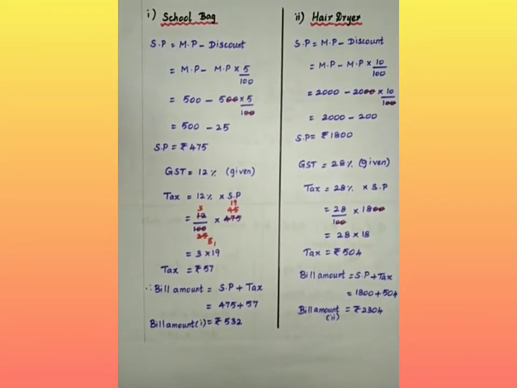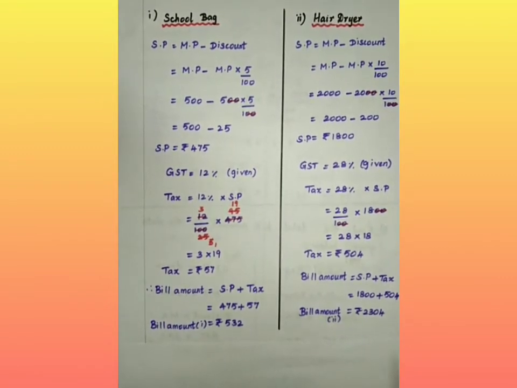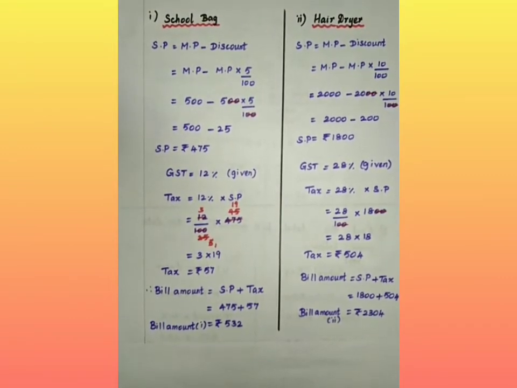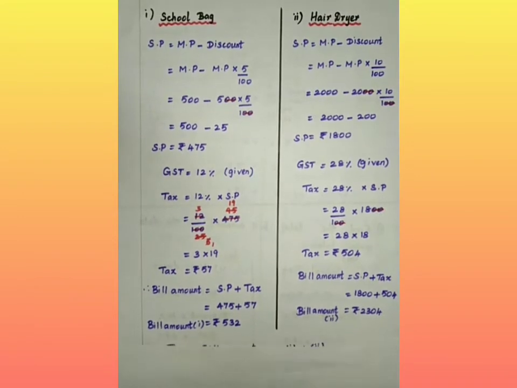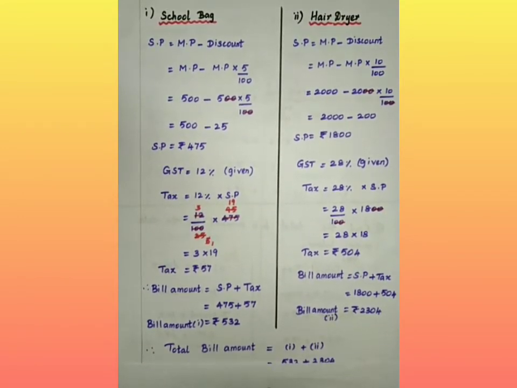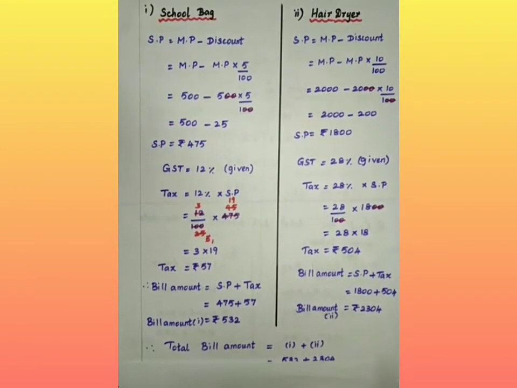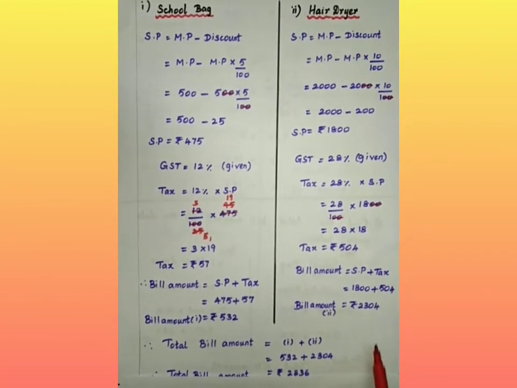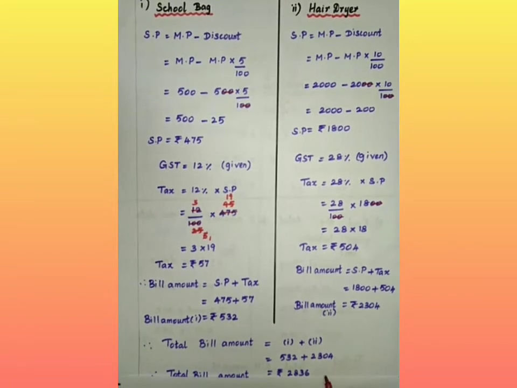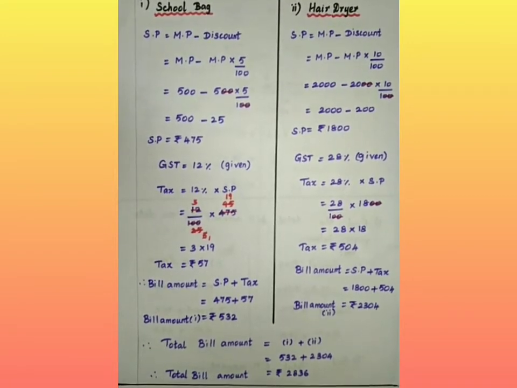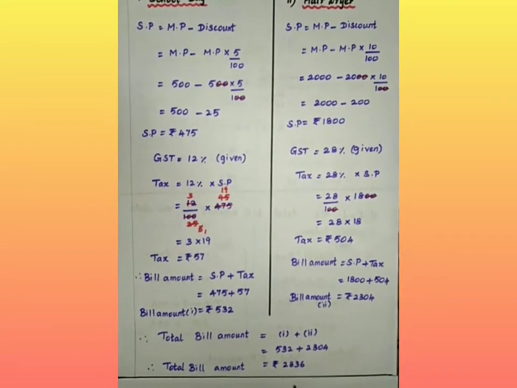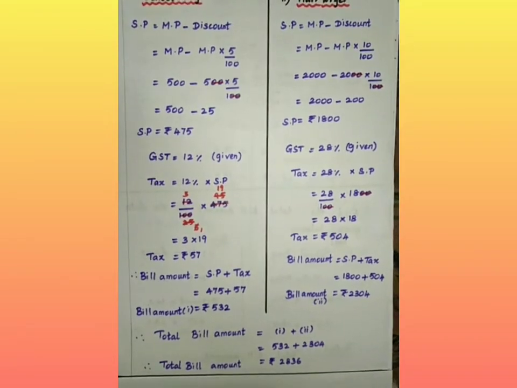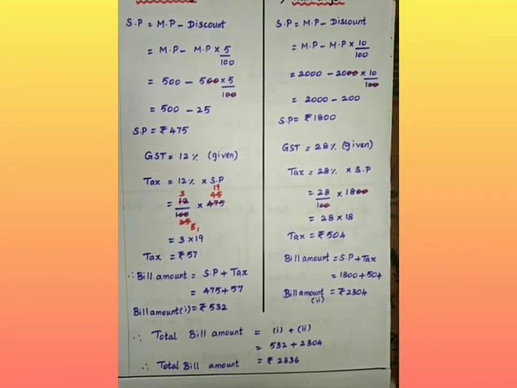Now we have found the bill amount for items 1 and 2. Now we are going to find the total bill amount for the given data. That is, total bill amount equals bill amount of 1 plus bill amount of 2. So bill amount of 1 is 532 and bill amount of 2 is 2304. That equals rupees 2836. Therefore, the total bill amount for the items is rupees 2836.